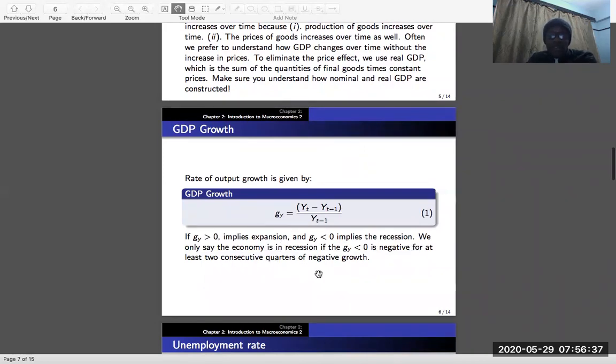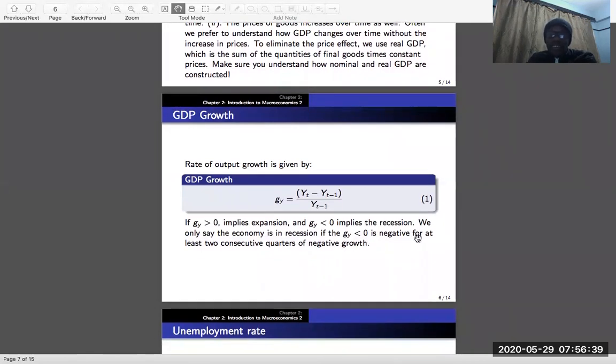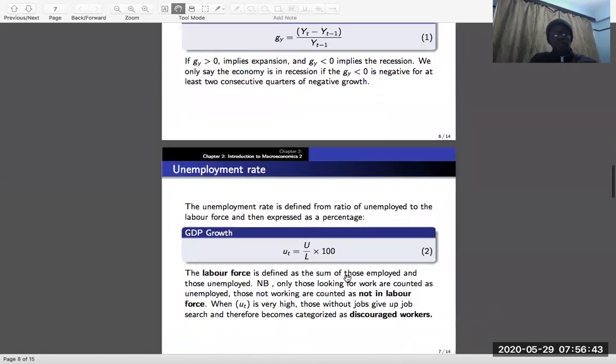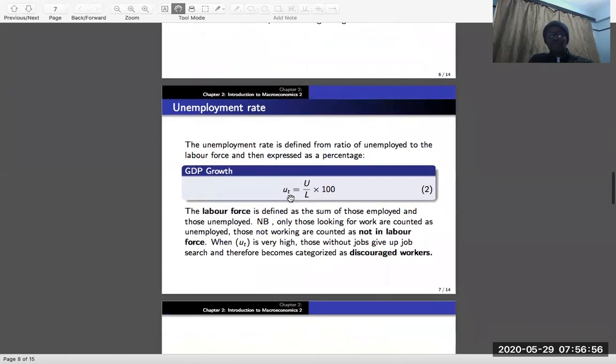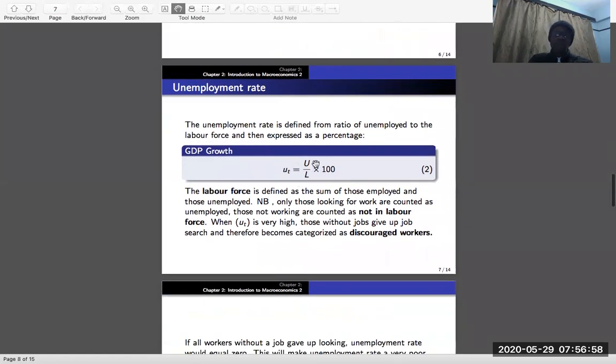We only say that the economy is in recession if growth is negative for at least 2 consecutive quarters. Unemployment, we will discuss a lot later in chapter 8, but I just want you to know what unemployment is and how it works. The unemployment rate is defined as the ratio of unemployed to the labor force, expressed as a percentage. So you take the number of unemployed people over the labor force, times 100, and that gives you the unemployment rate.